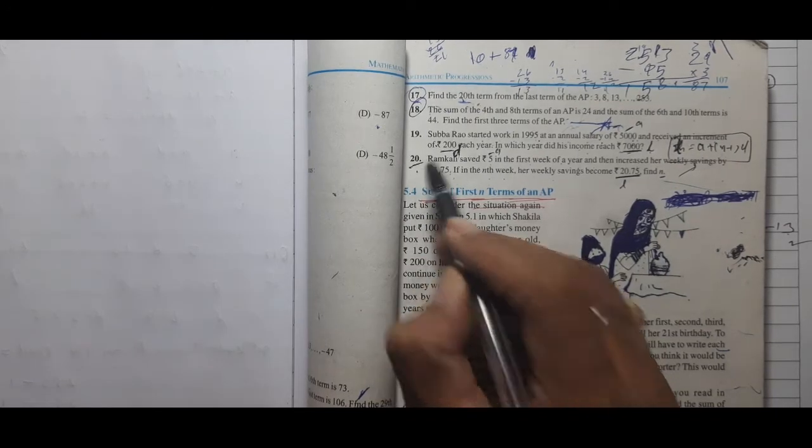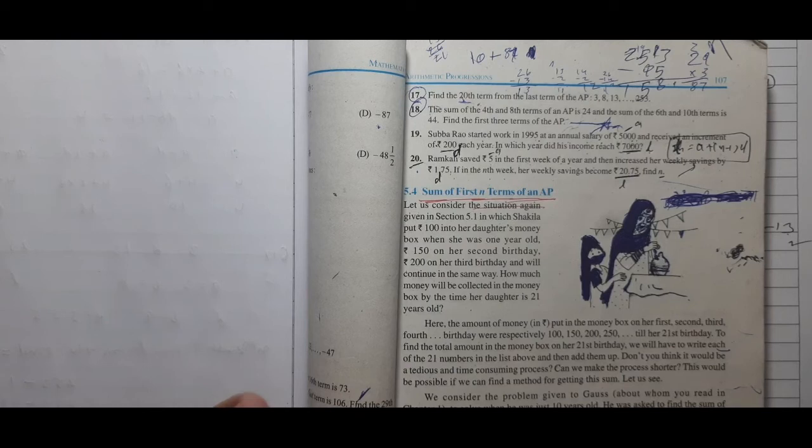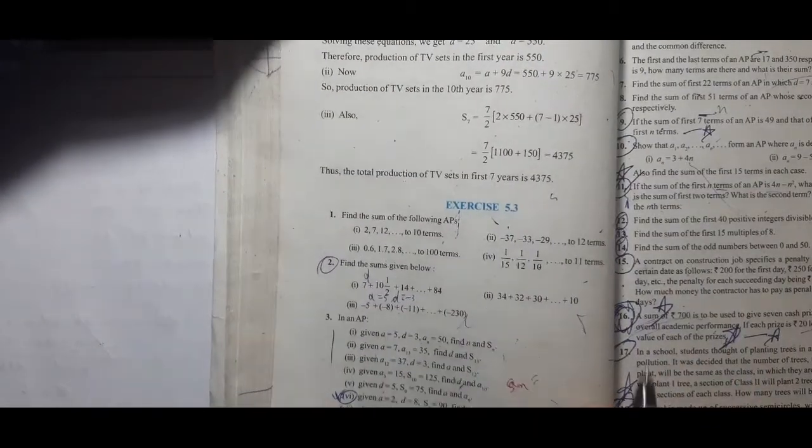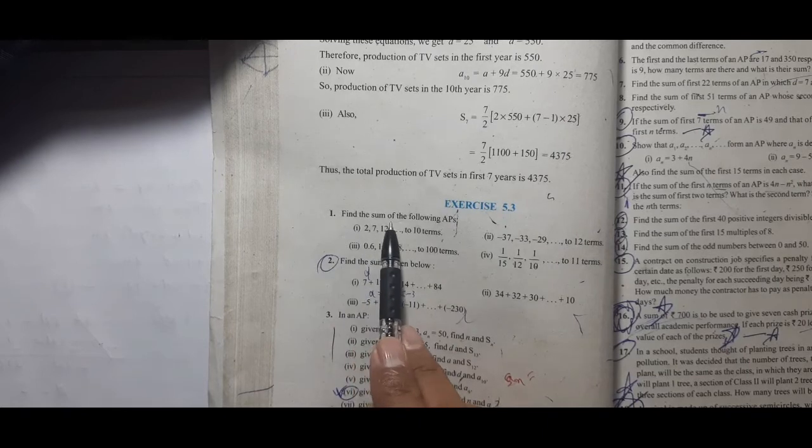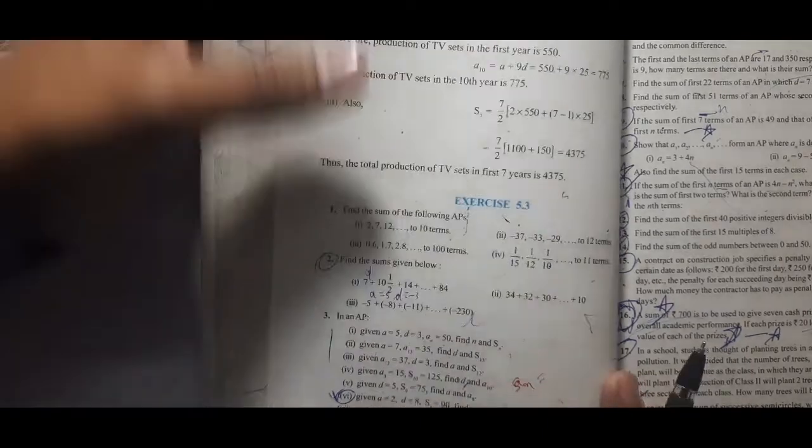Okay. So with this question, exercise 5.2 finishes. We have to start exercise 5.3. Now we start exercise 5.3. Question number 1. Find the sum of the following APs. There are 4 questions. We take one question from them. So question number 1, exercise 5.3.